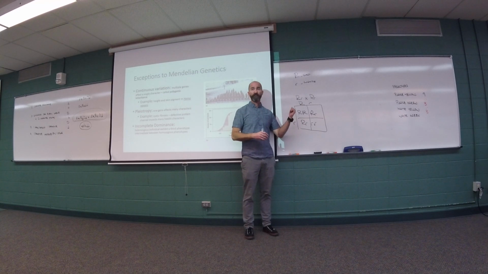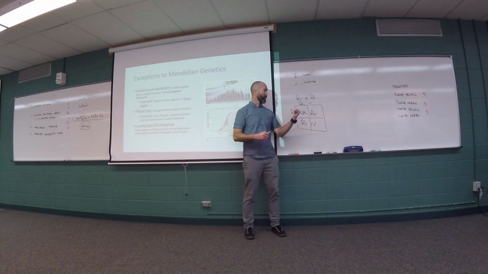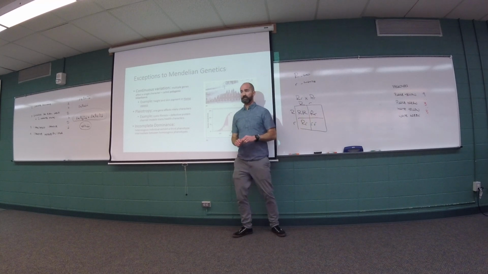What is the phenotypic ratio with incomplete dominance? 1 to 2 to 1. Exactly right. 1 red, 2 pink, 1 white. Same as the genotypic ratio.